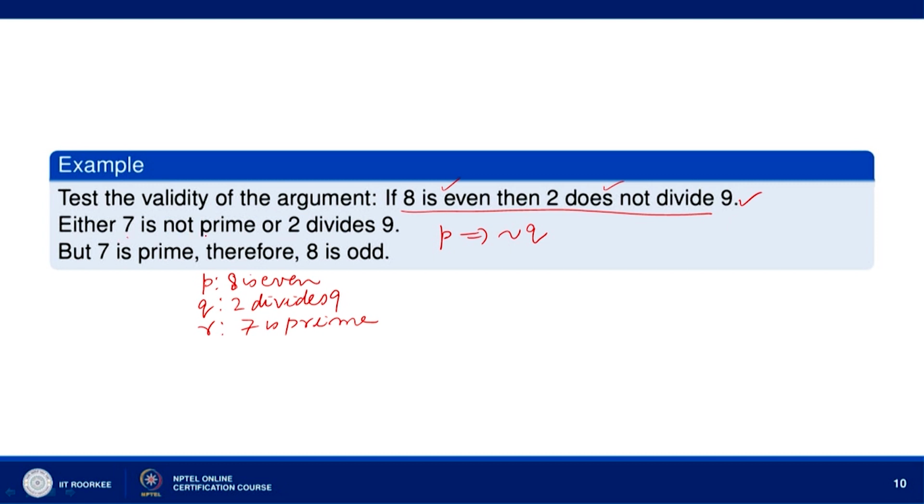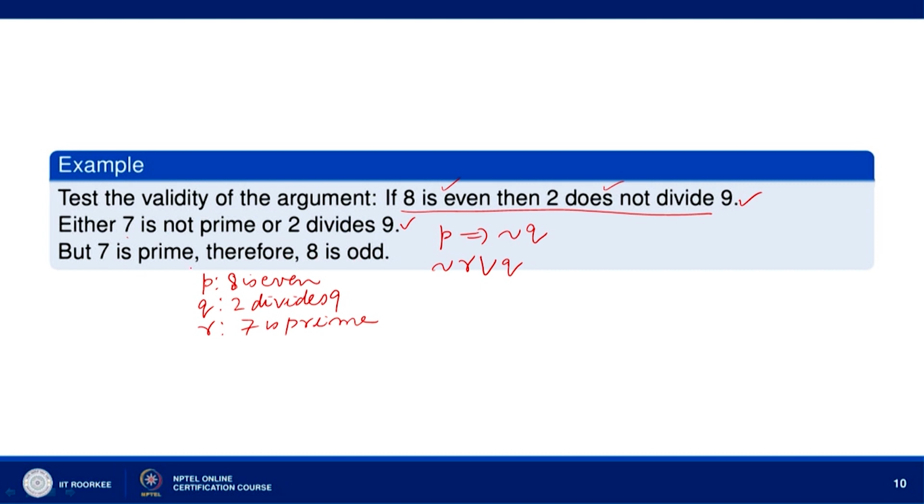Now, either 7 is not prime or 2 divides 9. So, 7 is not prime is negation of R, or 2 divides 9, which is Q. So, the second premise can be written as negation of R or Q, and 7 is prime, therefore, 8 is odd.